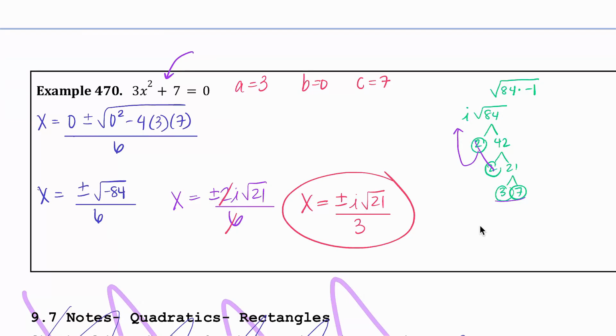So the quadratic formula is a little bit tedious. There's a lot of simplification steps to it. But the nice thing about it is it always works. It does not matter if the quadratic is factorable or not. It doesn't matter if we have an imaginary solution or a real solution. It always works.